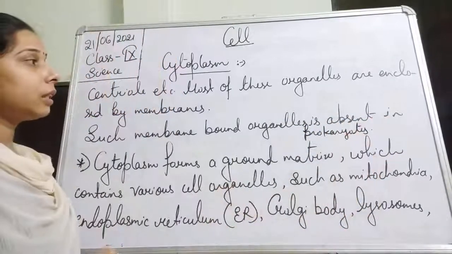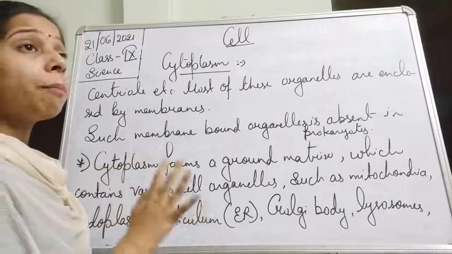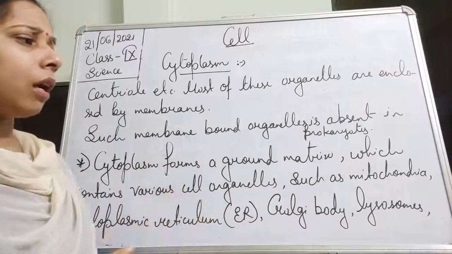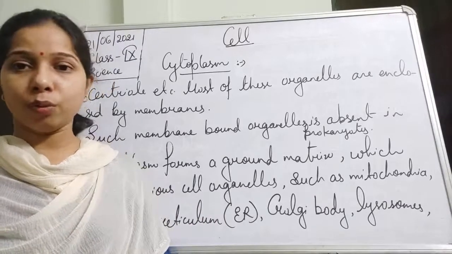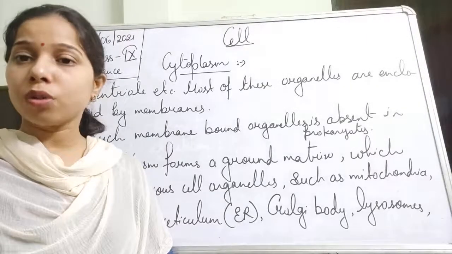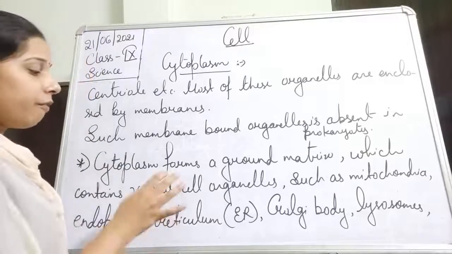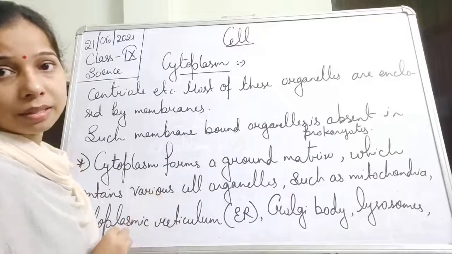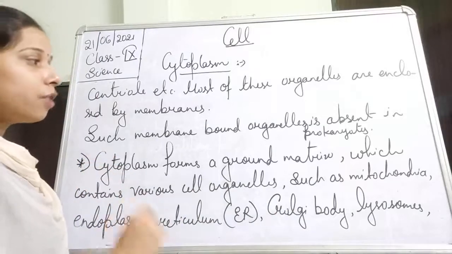Now see here, what are the things that we will find here? The first point is that it forms a matrix, a ground matrix. It means it forms a kind of ground fluid in which all the cell organelles used to float or remain. These various cell organelles include mitochondria, endoplasmic reticulum, Golgi body, lysosome, and centriole.